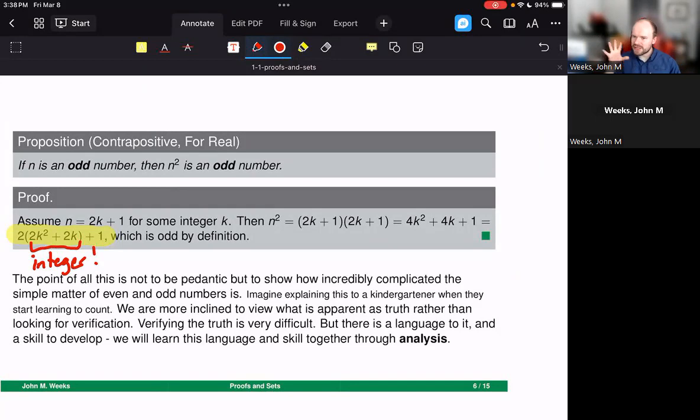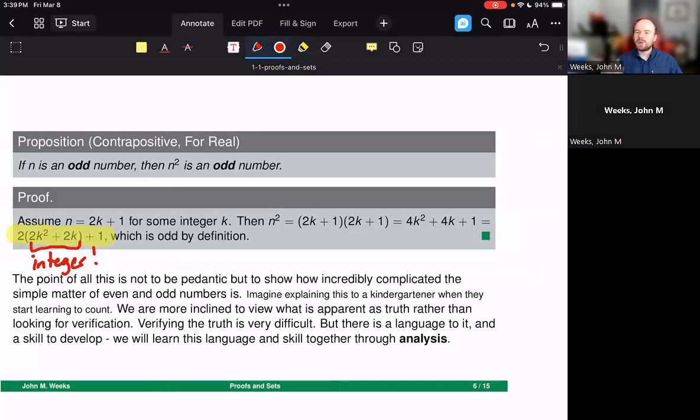Now, this may all have seemed very pedantic, and you may have known or seen some of this stuff later on or figured out what we needed to do 5 minutes ago. But what I want to show is how incredibly complicated the simple matter of even and odd numbers is. This was just to show if something is odd, something else is odd, or something is even and something else is even. That's all we needed to do with this problem.